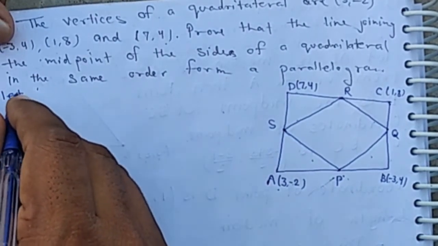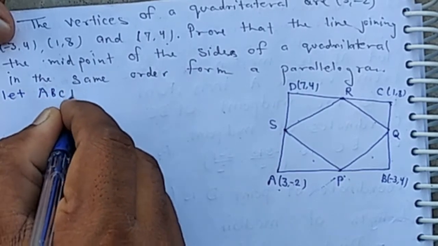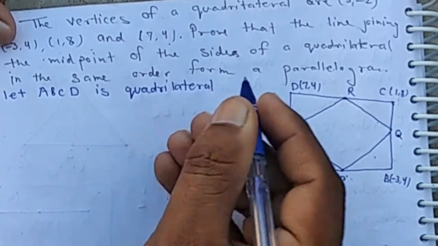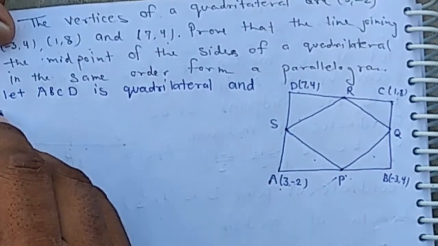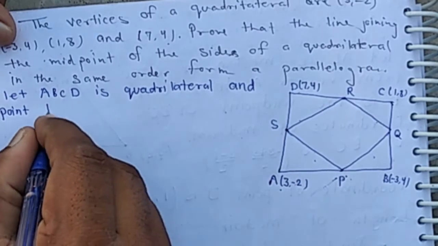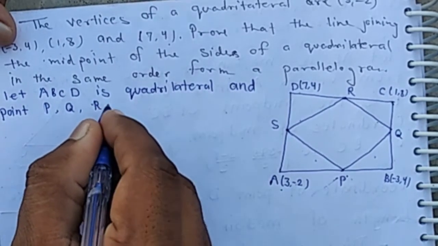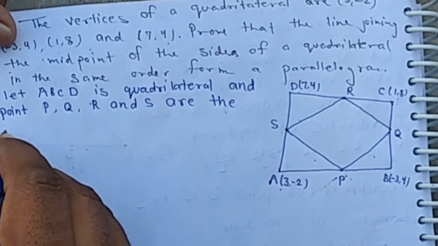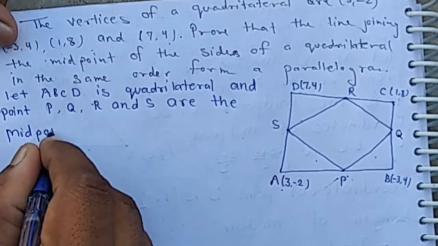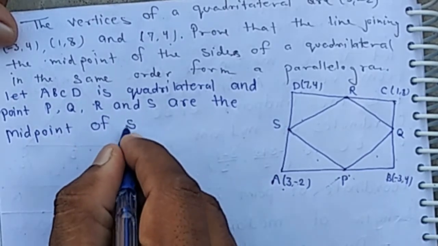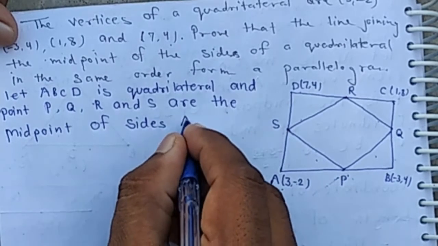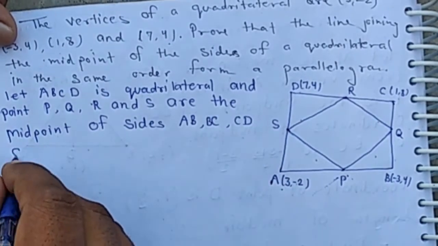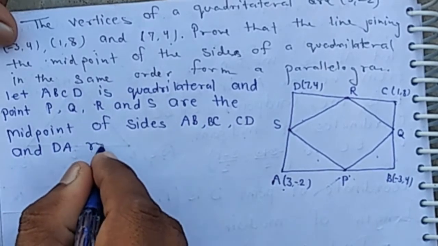Let ABCD be a quadrilateral and points P, Q, R and S are the midpoints of sides AB, BC, CD and DA respectively.